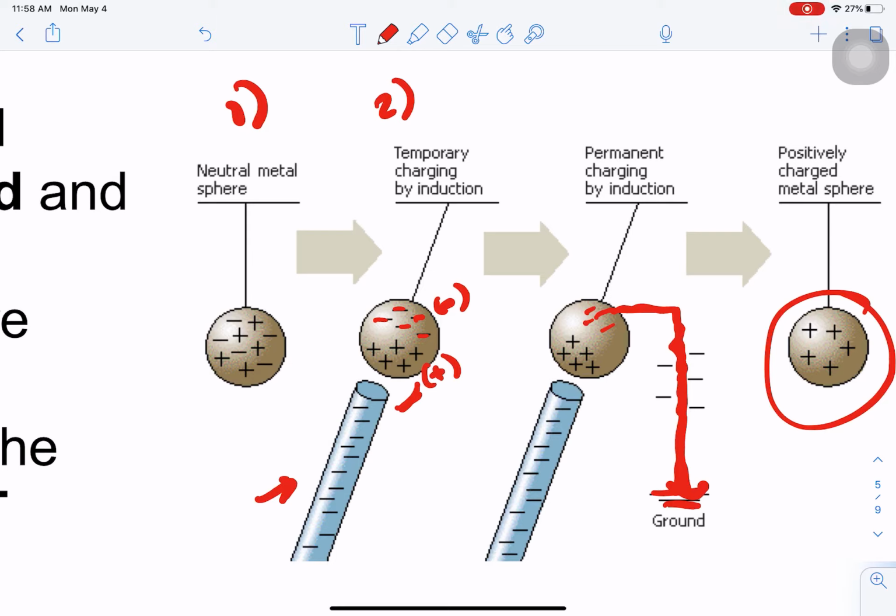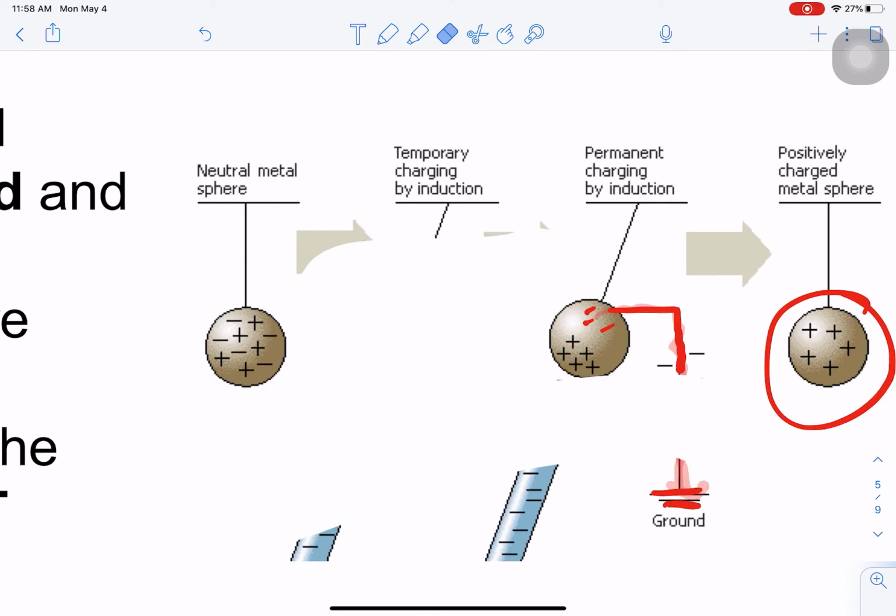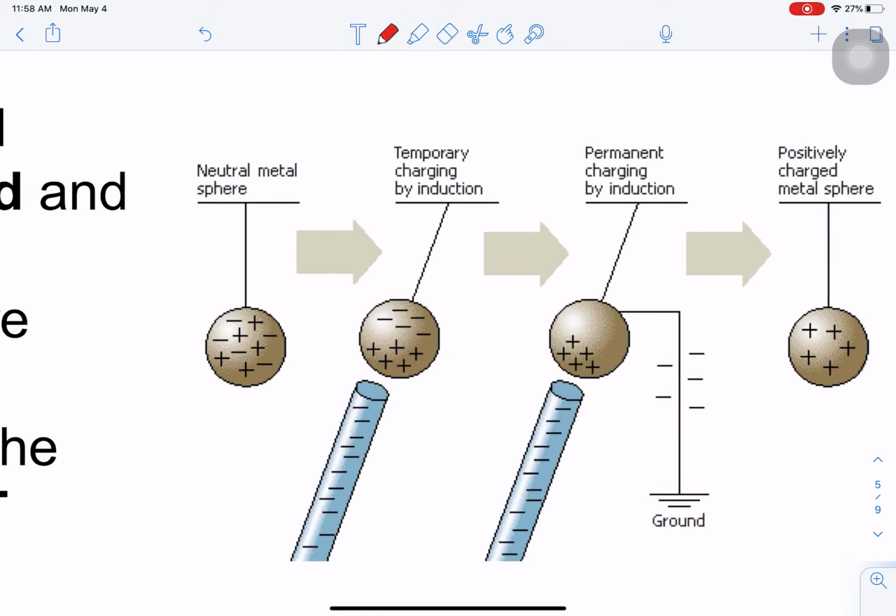Okay? So let's recap one more time. We have this neutral sphere. We bring this negatively charged rod near it, but do not touch it. At this point, we've polarized the ball. This is not induction yet. Why is this not induction? Because induction has to do with charging an object. We have to gain or lose charge. The only way to gain charge is if we ground it.